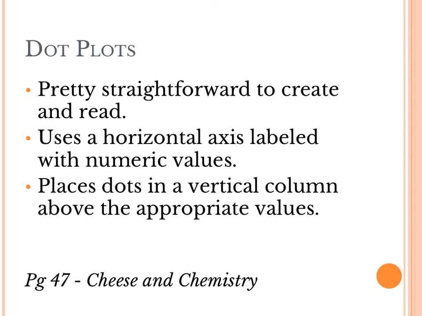Lastly, we need to talk about dot plots, and I'll do so very briefly. I'm actually going to show you one more stem plot and a dot plot that corresponds to it because they're really straightforward. They're easy to create, they're easy to read. Dot plots use a horizontal axis labeled with numerical values, and it puts a dot in a vertical column above the appropriate value. So it's similar to a bar graph, but it's using dots instead of a bar, and a bar graph is only used for categorical data where we use a dot plot for numerical data. The next slide is going to refer to page 47. We're going to talk about cheese and chemistry.